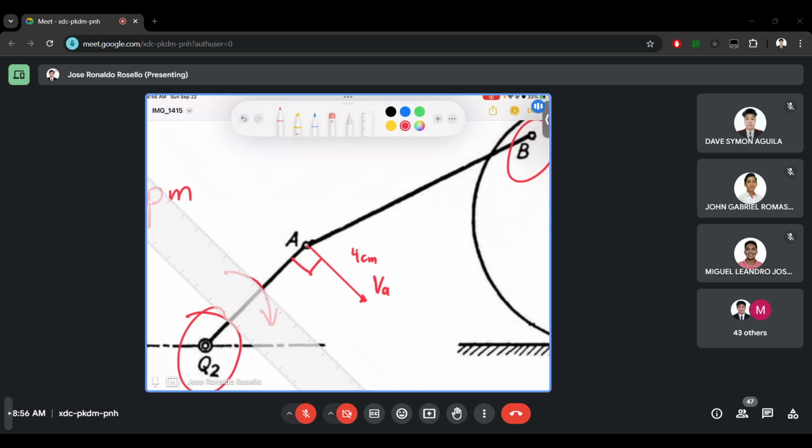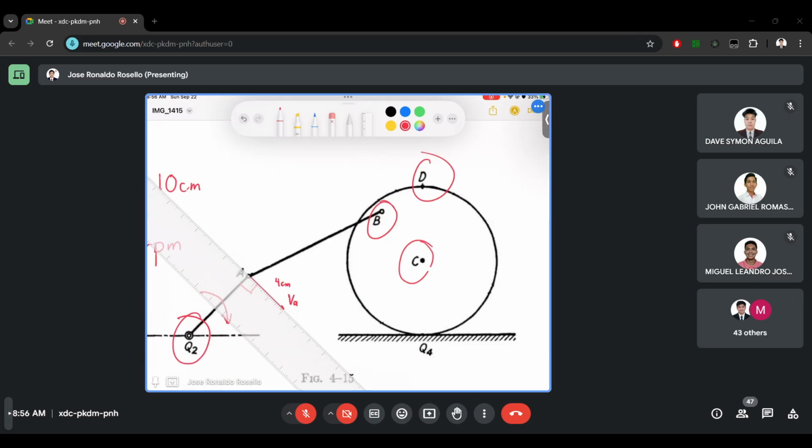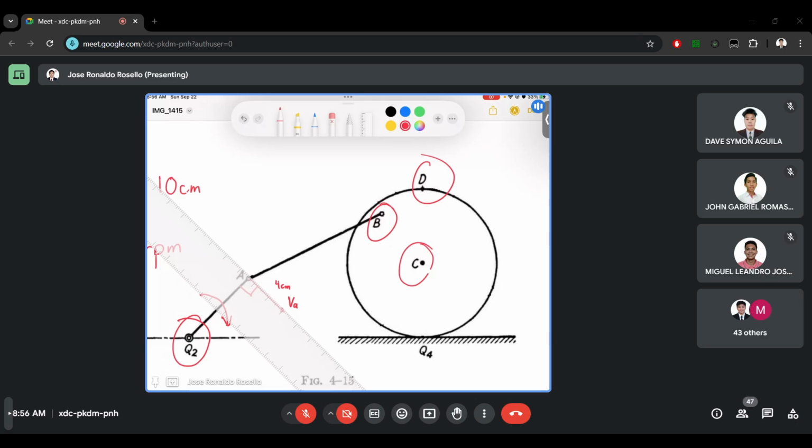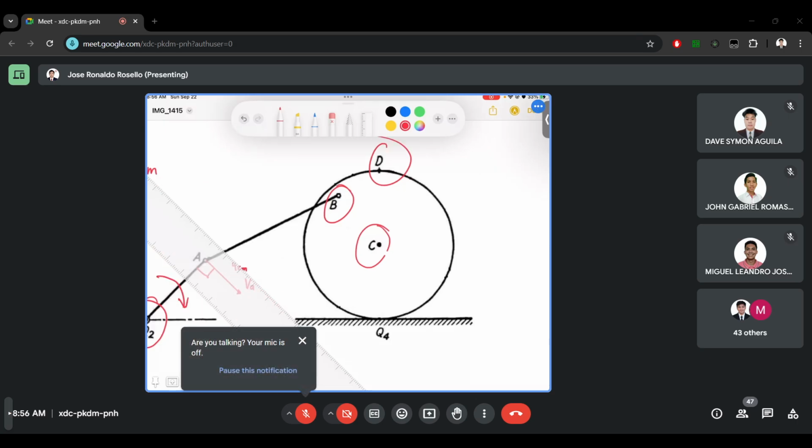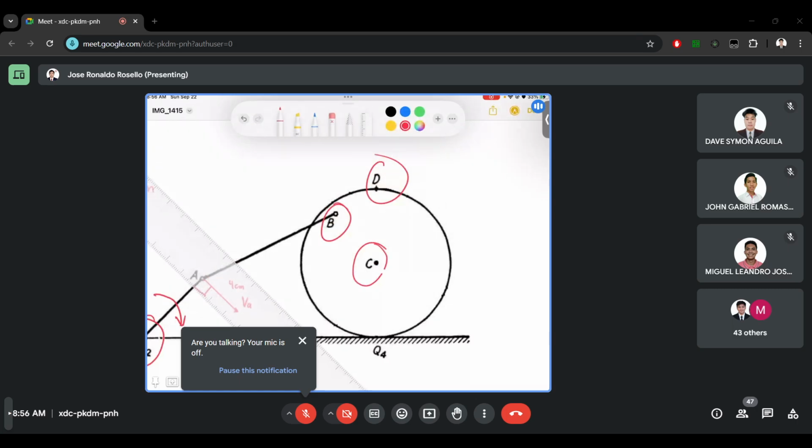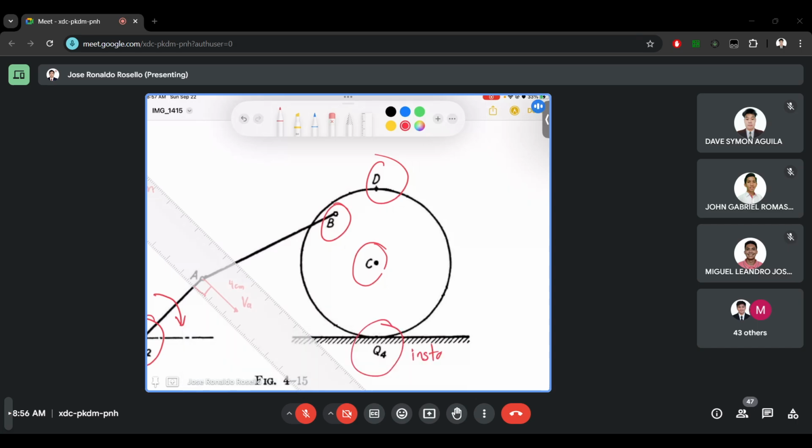Now, let's determine the velocities of B, C, and D using the instantaneous axis of velocity method. First, let's look at B, C, D. Points B, C, and D are in a rolling element or rolling link. So you can see that it is on a circular link. Meaning, it is automatic that the instantaneous axis of these 3 points is the one in contact with the ground. So Q4 is already the instantaneous axis.